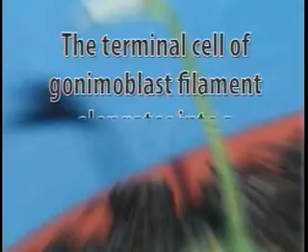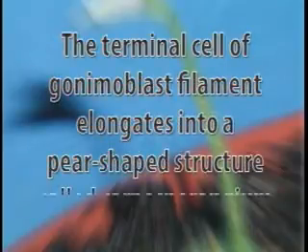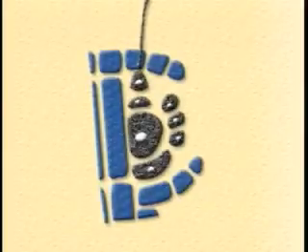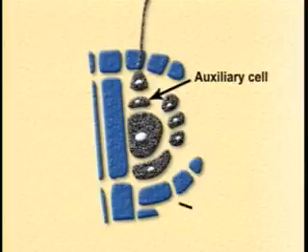The terminal cell of the gonimoblast filament elongates into a pear-shaped structure called carposporangium. The carposporangial content ultimately metamorphoses into a single diploid carpospore. The filaments, auxiliary cell, and supporting cell fuse together to form an irregularly shaped placenta. Their nuclei are used up by the growing carpogonial filaments. The carpogonial filament or procarp does not take part in the formation of the placental cell but withers.